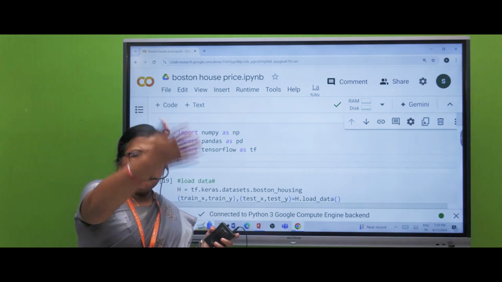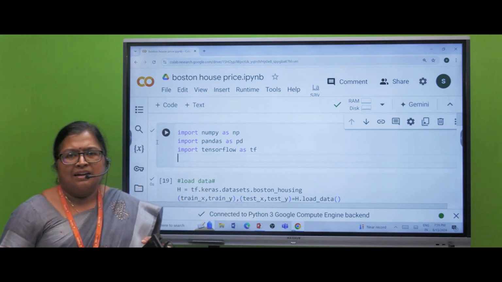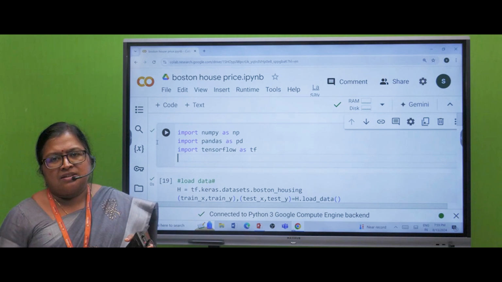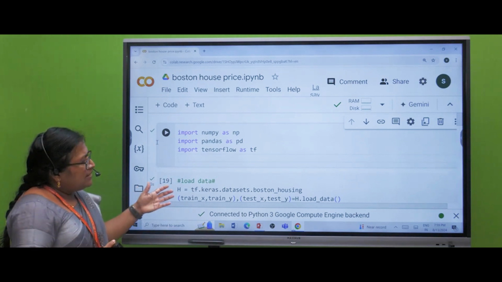In machine learning we built the model using machine learning algorithms, but here we will create neural networks. So only in that part it will differ, which we will see here.